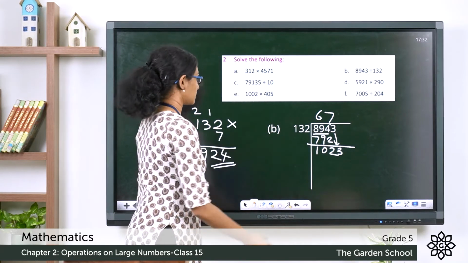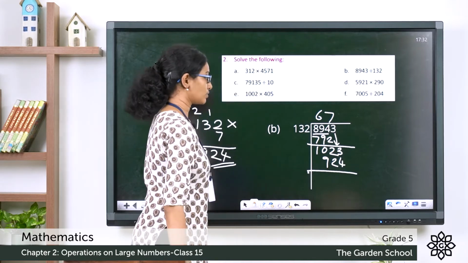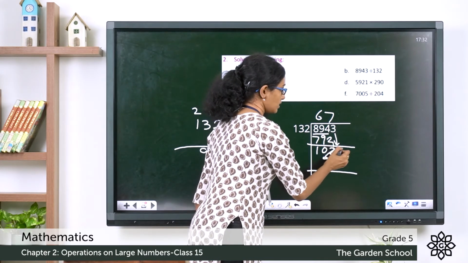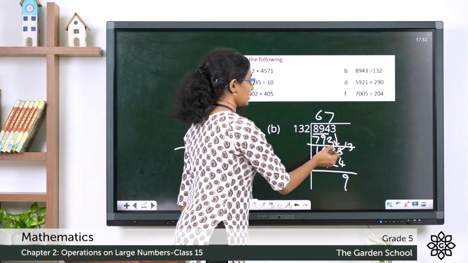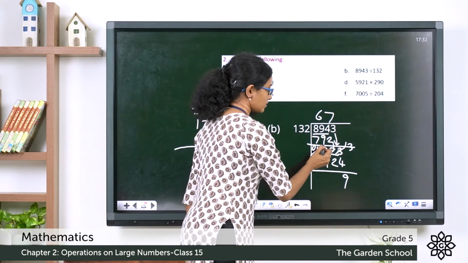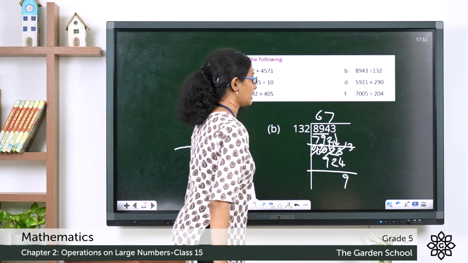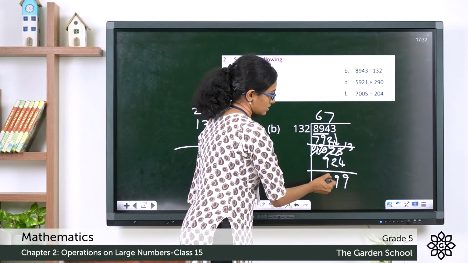So 7 into 132 is 924. Now let's subtract. So this is 1, this is 13, here it is 9. Now here you have 1 minus 2. So you borrow from here. So here you have 11. So 11 minus 2, it is 9. Here 9 minus 9, 0.